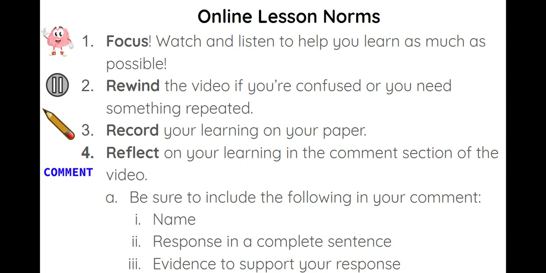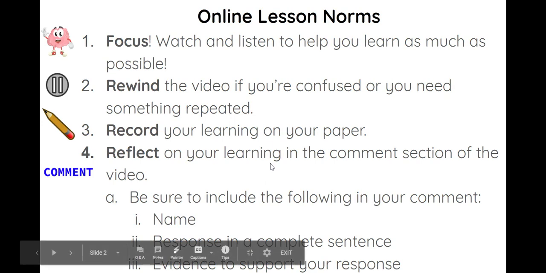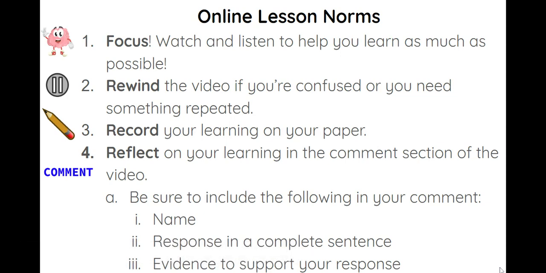The next thing, number 2, is to rewind the video if you're confused or you need something repeated. In class, if you have a question, you can raise your hand. Here, it's not a live video, so if you need to hear something again, go ahead and pause the video and rewind. You'll see this little gray pause symbol throughout the lesson today, and those are moments where I want you to stop. Number 3 is record your learning on your paper. Today you'll need a paper and a pencil, and you'll see this pencil appear a few times throughout the lesson. That's when I want you to record your thoughts and your learning on your paper.